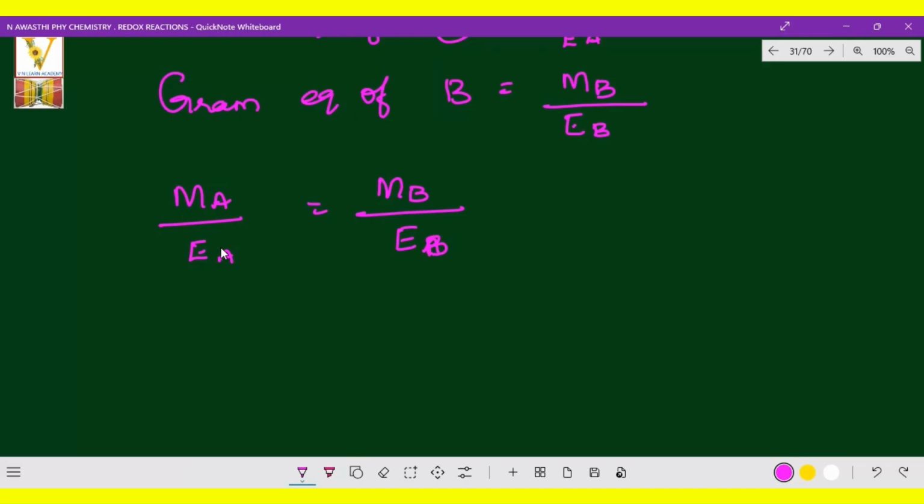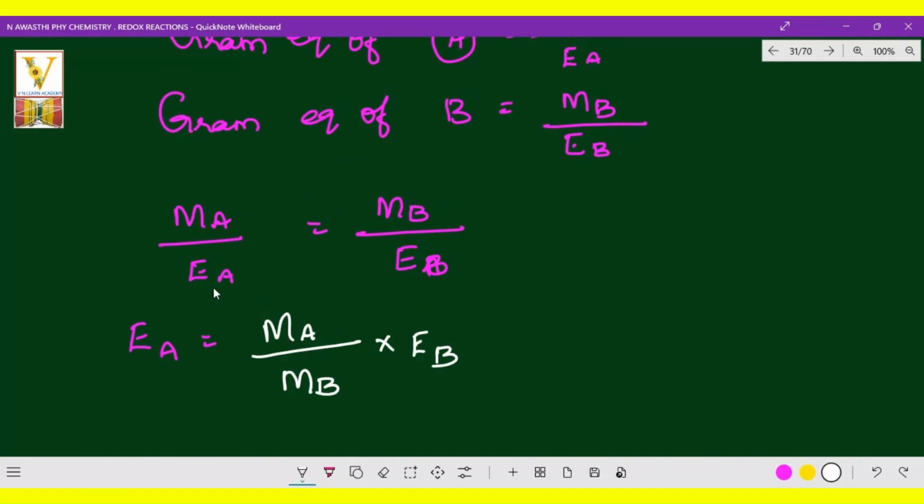MA by EA equal to MB by EB. Now, in the question, they are asking about EA. So, EA, we just bring it out. How do we write this equation? EA equal to MA by MB, that is, molecular mass of A and molecular mass of B, into equivalent mass EB, right? So, that is what they are asking.